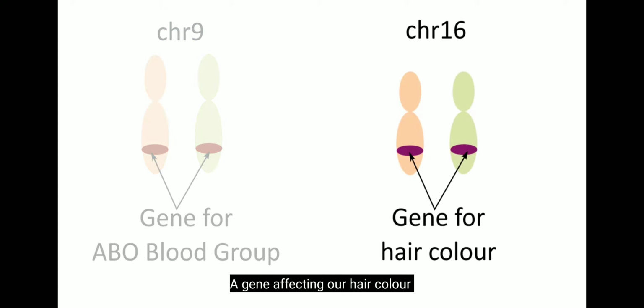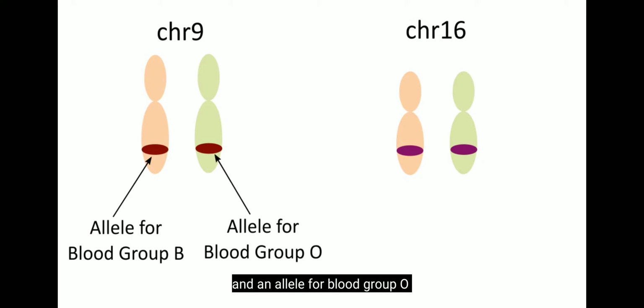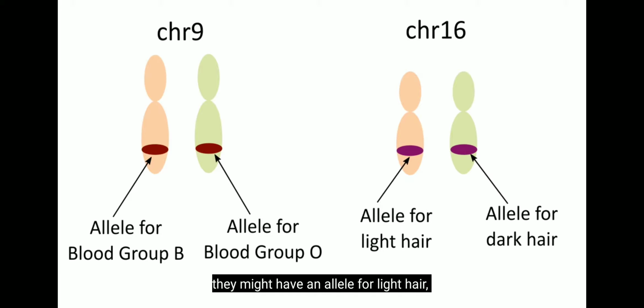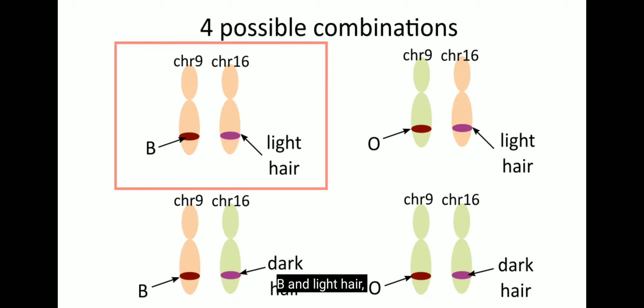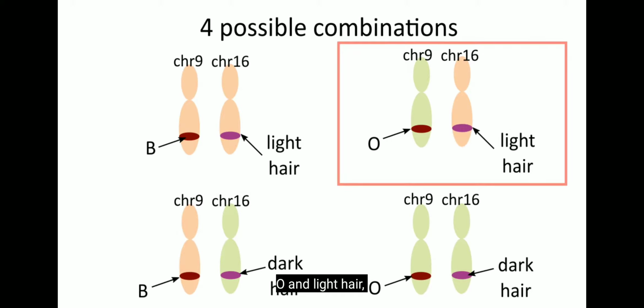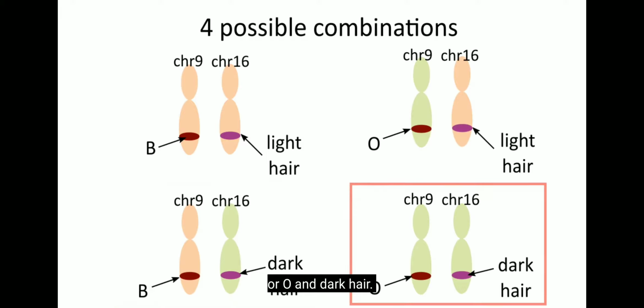A gene affecting our hair color is on a different chromosome, chromosome 16. A person might have an allele for blood group B from their mom and an allele for blood group O from their dad. On a different pair of chromosomes, they might have an allele for light hair and an allele for dark hair. There are 4 possible combinations of alleles they could pass on to their child: B and light hair, O and light hair, B and dark hair, or O and dark hair.